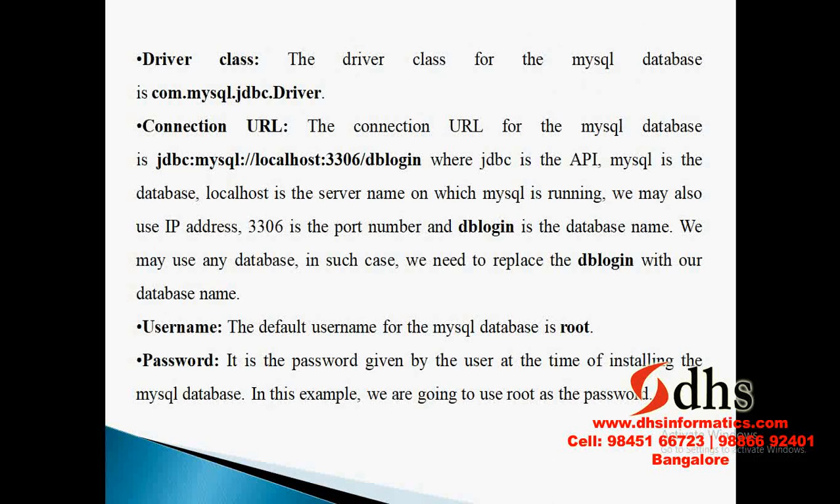Driver class. The driver class for the MySQL database is com.mysql.jdbc.Driver. Connection URL. The connection URL for the MySQL database is jdbc:mysql://localhost:3306/dblogin. dblogin is a database. You can use any other database name also here. JDBC is the API, MySQL is a database, and localhost is the server name on which MySQL is running. 3306 is the port number, and dblogin is the database name.